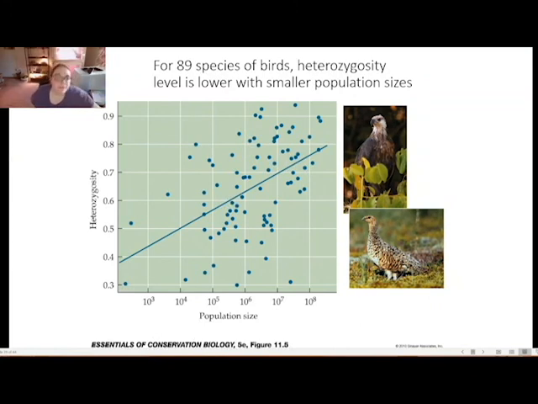Again, population size is important in this. The larger the population, the larger the heterozygosity level. You can see here that we looked at 89 species of birds, and the heterozygosity level is lower the smaller the population is. So there is a trend here. Now, that's not saying every individual is the same. For example, we have this huge population here with almost no heterozygosity. But on average, there is a trend between population size and heterozygosity.